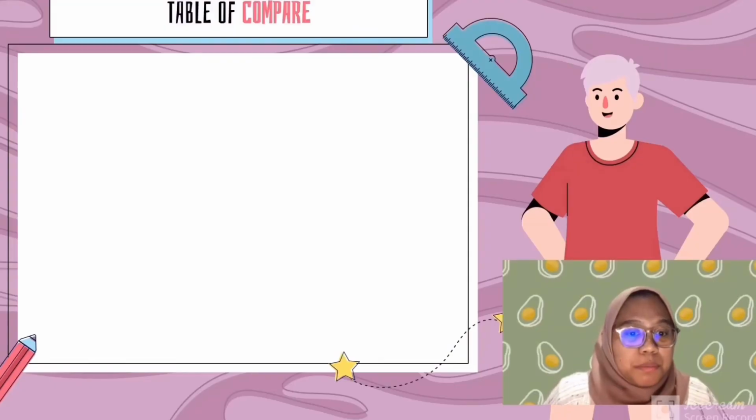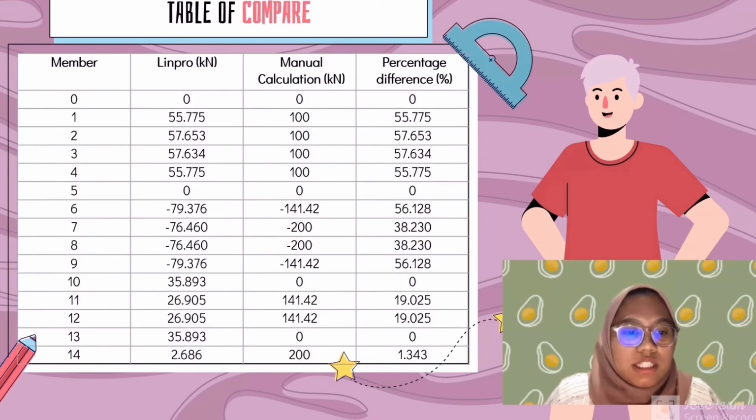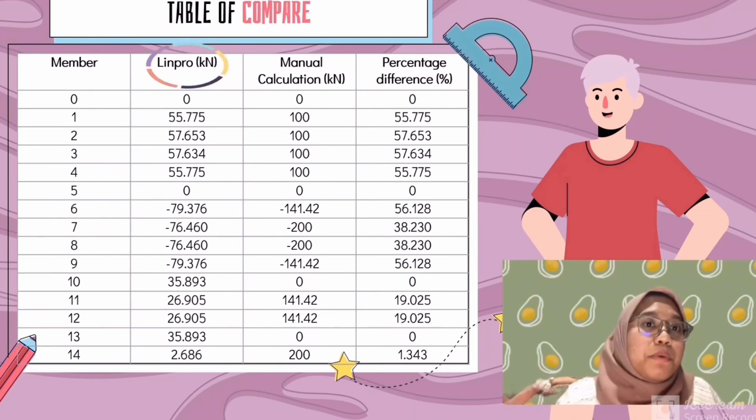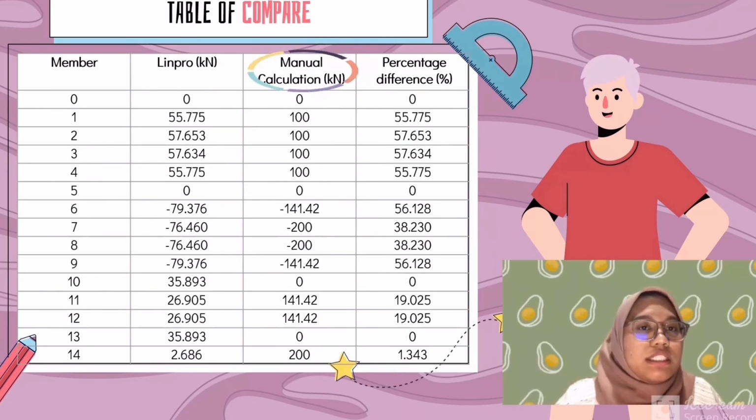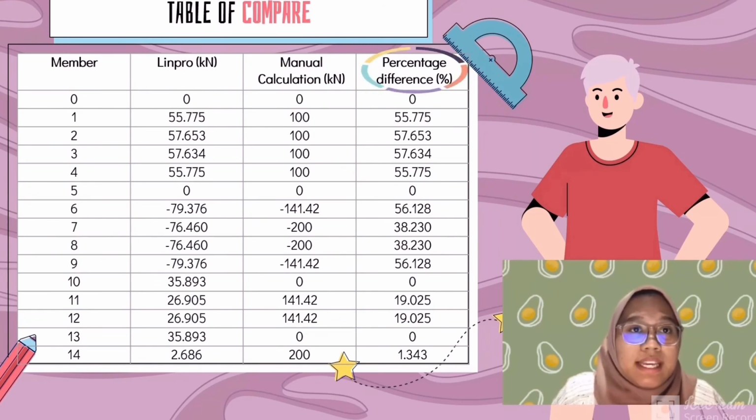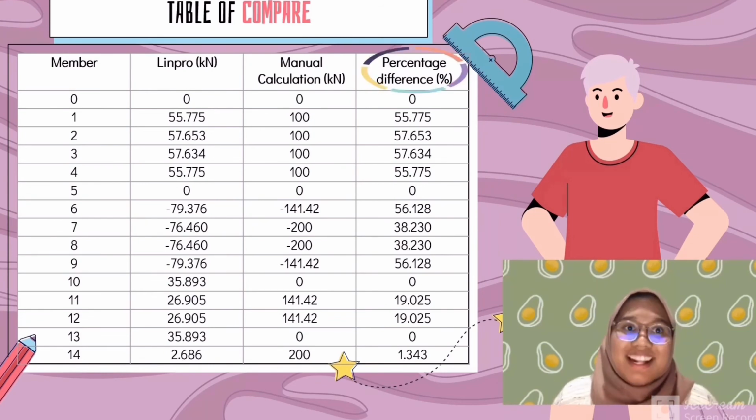Next, we do a comparison between manual calculation and software calculation. We divided it into 4 columns. The first column is member, the second column is software calculation, the third column is manual calculation, and the last one is the difference percentage. So, this is the result we get. That's all for me. Thank you.